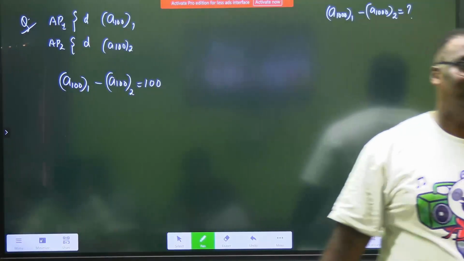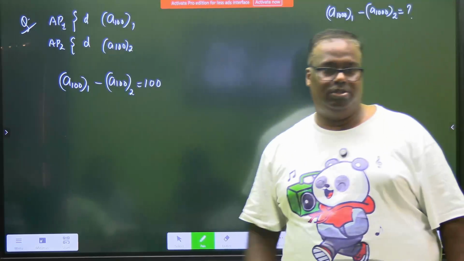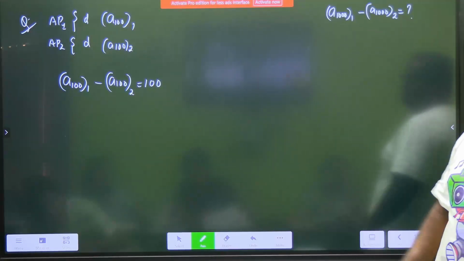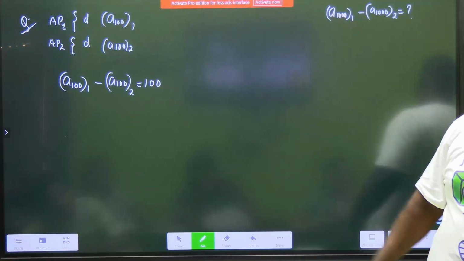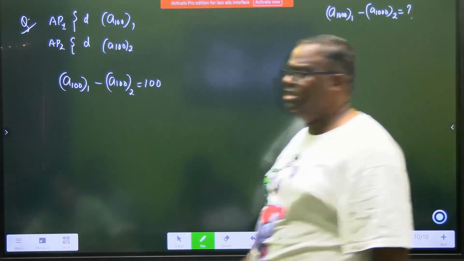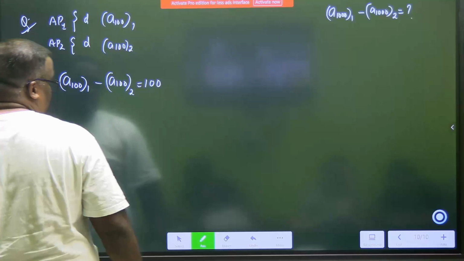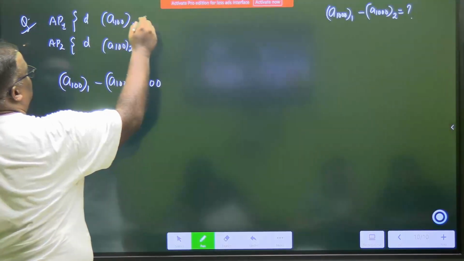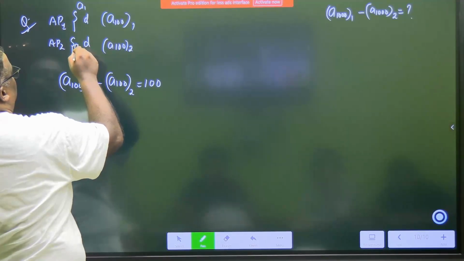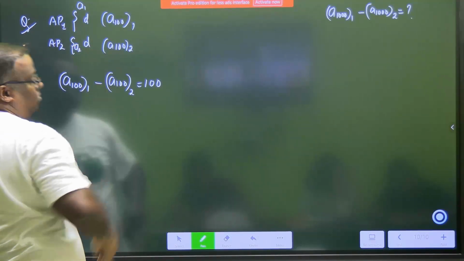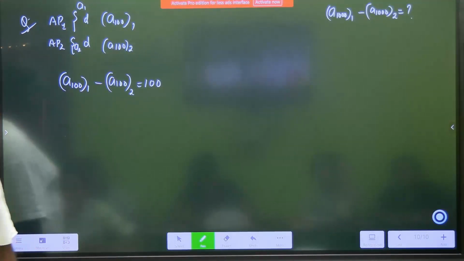Hold on. This is what you have to find out: the difference between their 1000th terms. Now here don't write 2 and 1, go by the same order. Agreed? Common difference is same. So very easy. Don't worry that much. Let the first term of this AP be A1. Let the first term of this AP be A2. These two we can write.